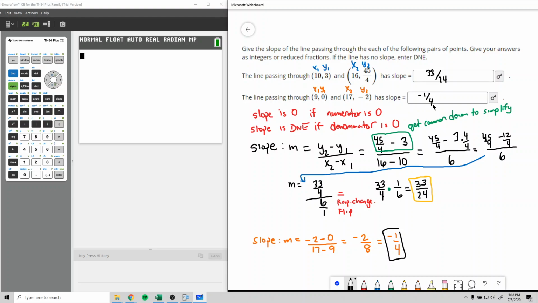That's how we compute slope. Once again, I'll remind you, up here we didn't run into it in this problem, but if you end up with a 0 on the top, you'll get 0 for your simplified slope. If you get a 0 on the bottom, then it's D and E. Just kind of box that in.